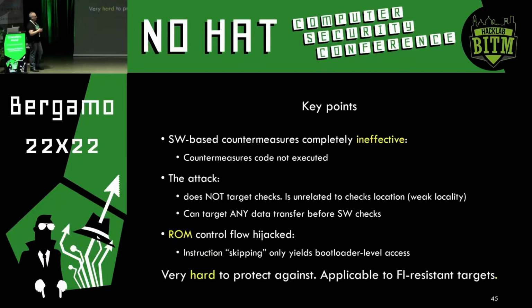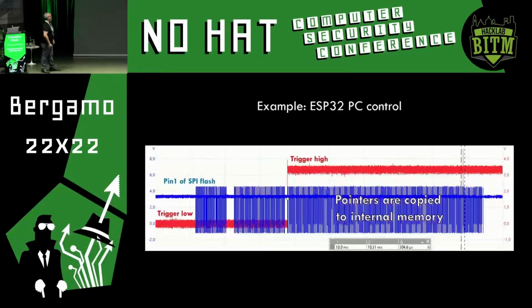This is very hard to protect against, and today is applicable to fault injection resistant targets. So when you see targets which are deemed to be fault injection resistant, instead of attacking the checks like everybody does from a textbook, try to attack a transfer where you control the data. If you look at the assembly and the reversing, that there is a memcpy or any data transfer instruction, any load, glitch there. You will likely be successful.